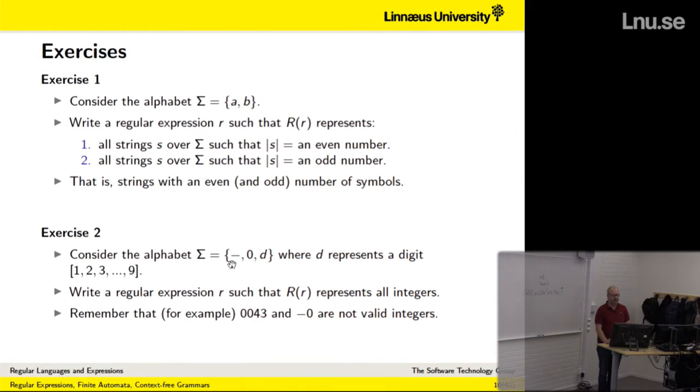Consider the alphabet containing minus, 0, and D, which represents all these digits. Write a regular expression that represents all integers. For example, 0.43 and minus 0 are not valid integers. You must have an idea about this one.